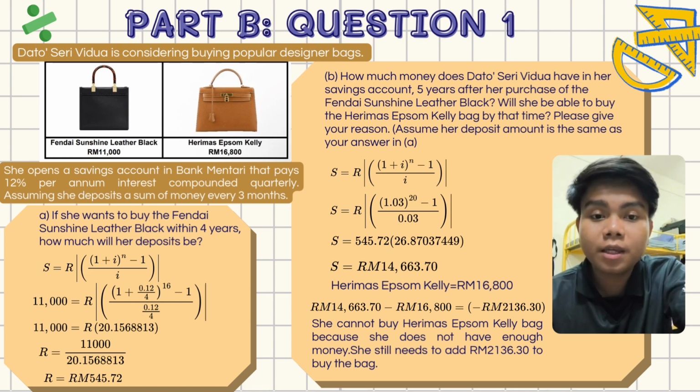So her savings account contains S equals 14,663 ringgit and 70 cents. We compare this to the price of the Hermes Epsom Kelly bag. The bag costs 16,800 ringgit. Now we subtract: 14,663.70 minus 16,800 equals negative 2,136.30. And she is short by 2,136 ringgit and 30 cents. So the conclusion is she cannot buy.